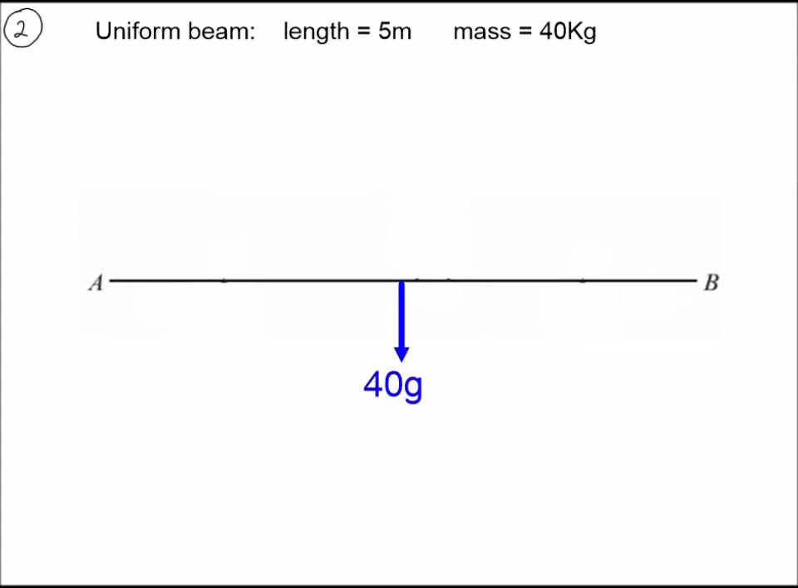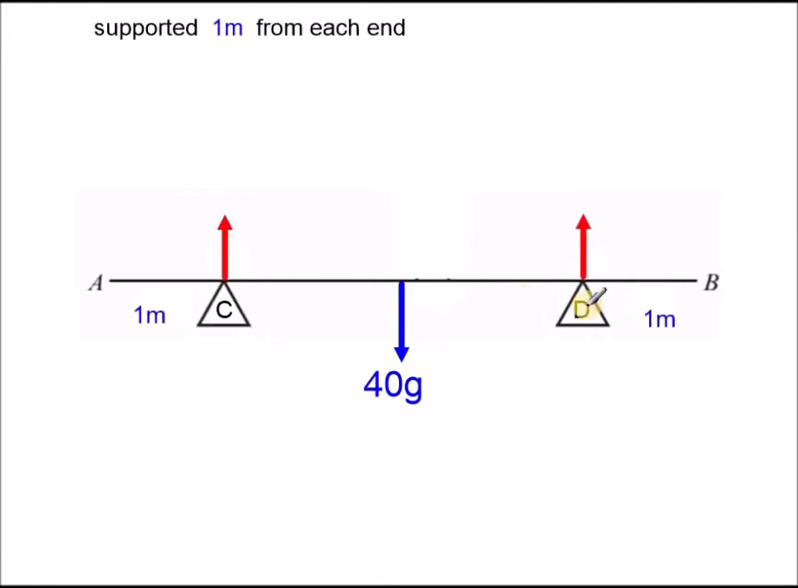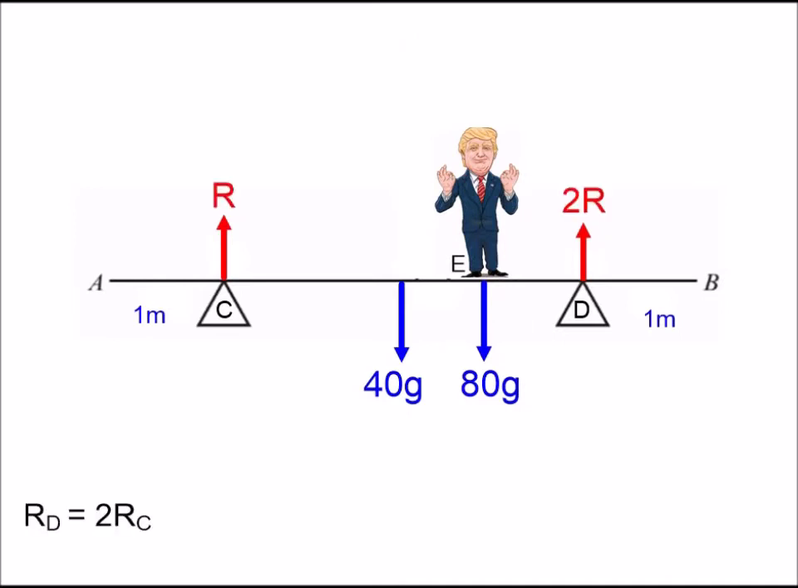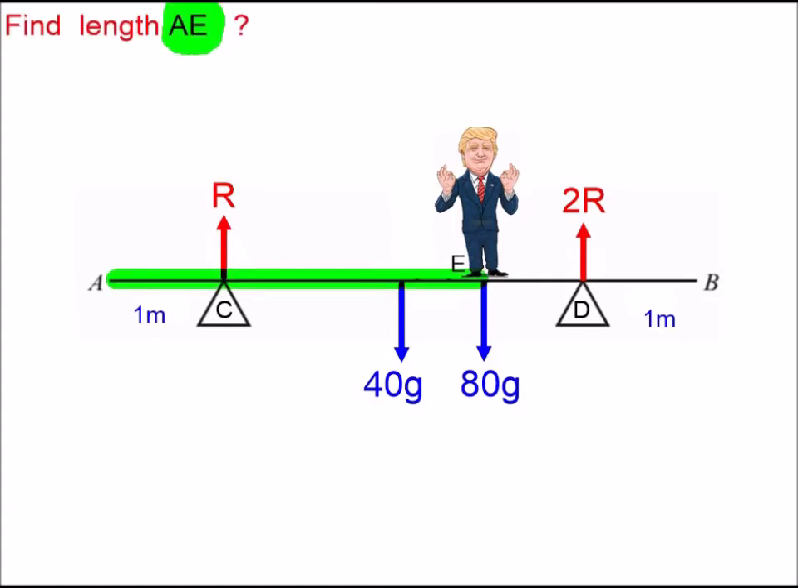Example 2, we have a uniform beam of length 5 meters. Its mass is 40 kilograms, so its weight is 40G at the center. It's resting on two supports placed 1 meter from each end. A man, mass of 80 kilograms and weight 80G, is placed on the beam, and we are given that the normal reaction at D is twice the normal reaction at C, and we have to calculate the length AE.